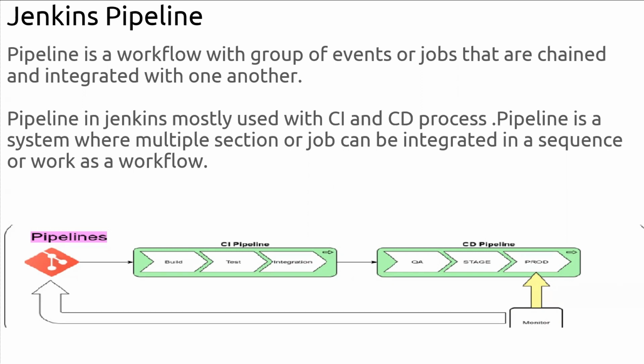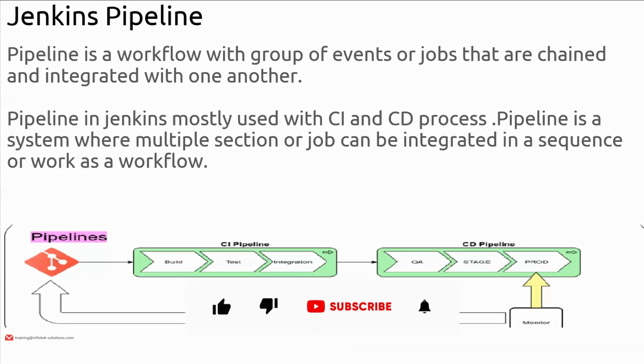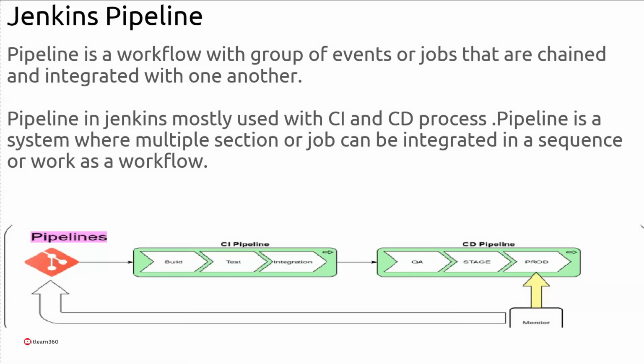So basically, a Jenkins pipeline describes a workflow with a group of events or jobs that are chained and integrated with each other. When you create multiple jobs and want to relate those jobs, you can relate them through pipelines. Pipelines in Jenkins are mostly used with the CI and CD process. The pipeline is a system where multiple sections of jobs can be integrated in sequence or work as a workflow.